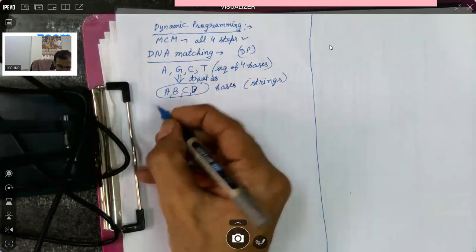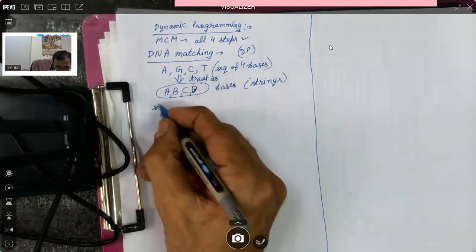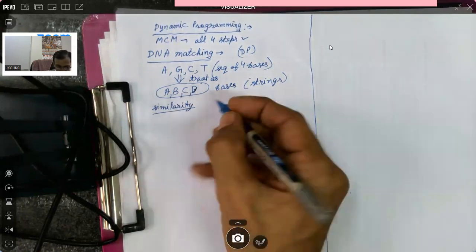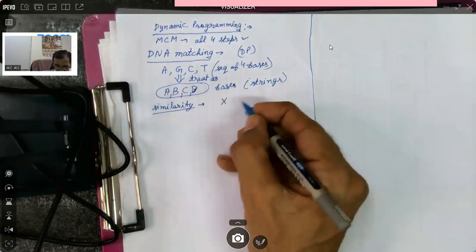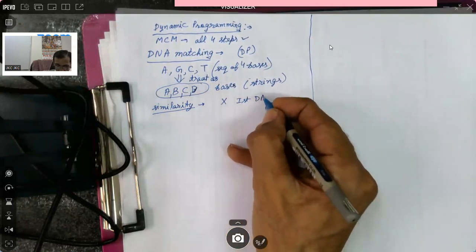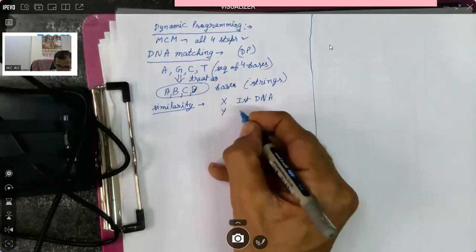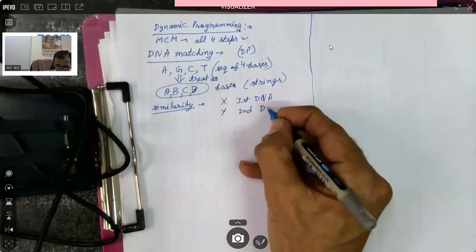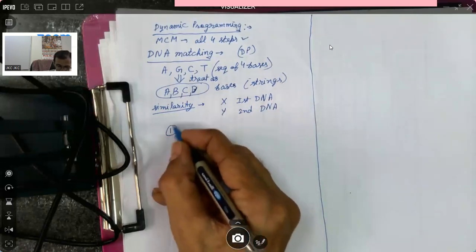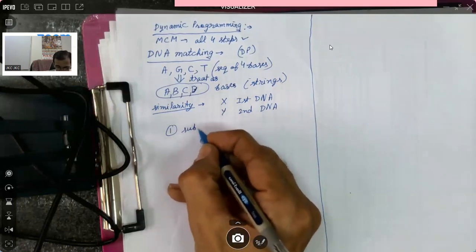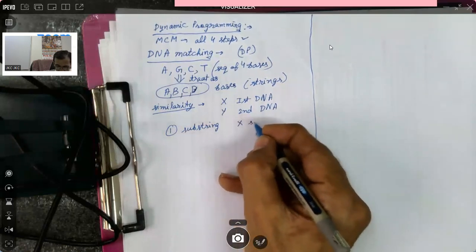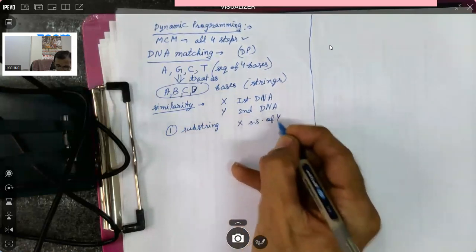Well, how do we match? There could be many ways of finding similarity, whether DNA 1 is similar to DNA 2 or not. Let's say I'm given X as one DNA, the first DNA, and Y as another DNA. Are they matching? How similar are they? How do I know? Obviously, one criterion can be finding whether one is a substring of the other, so X being a substring of Y or vice versa.